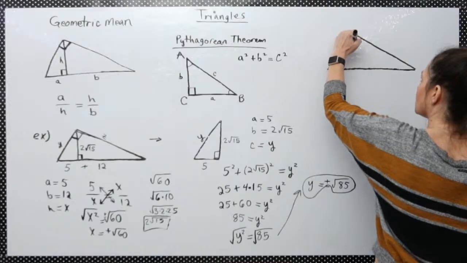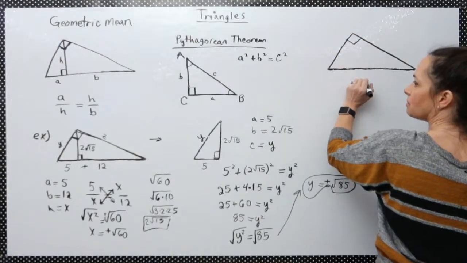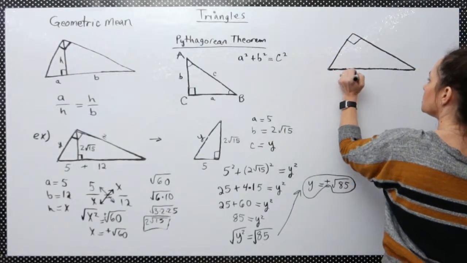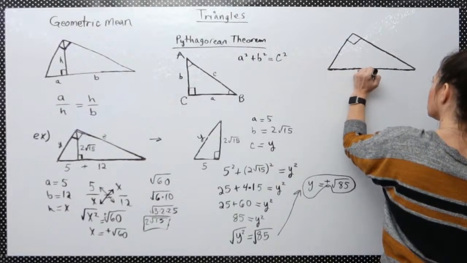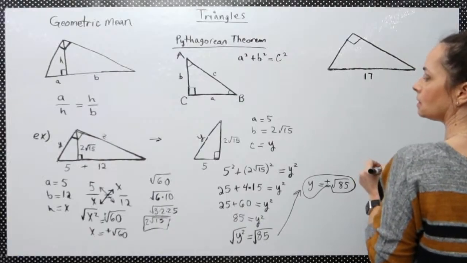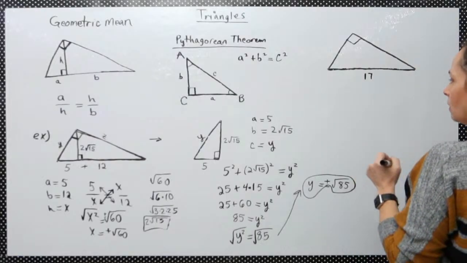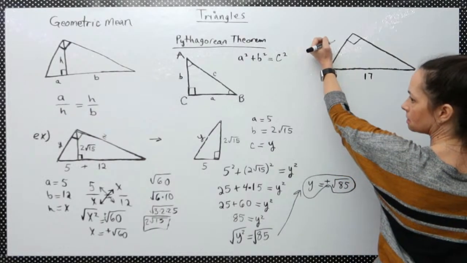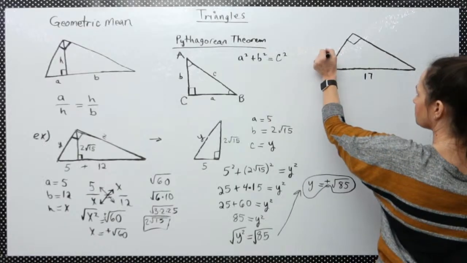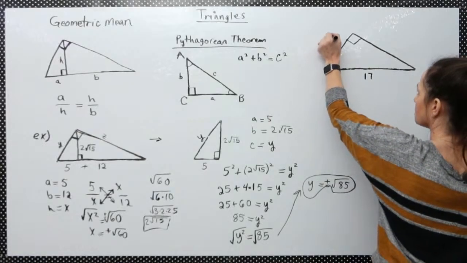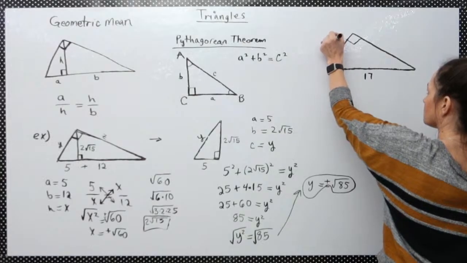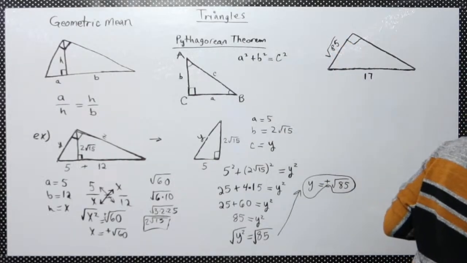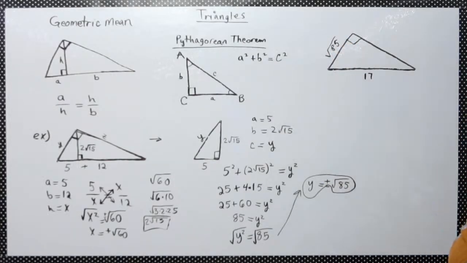And this was your right angle, so this has to be your hypotenuse. And that was 5 plus 12. That's 17. And then we said that y, this side here, was the square root of 85. What is the square root of 85? Does that even seem plausible?